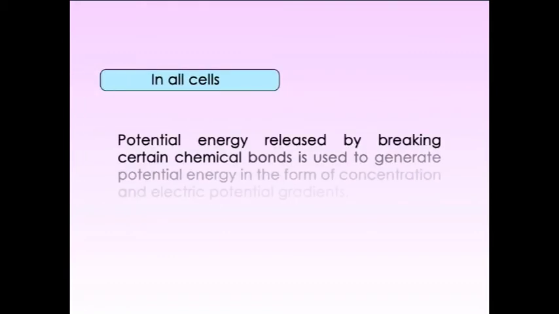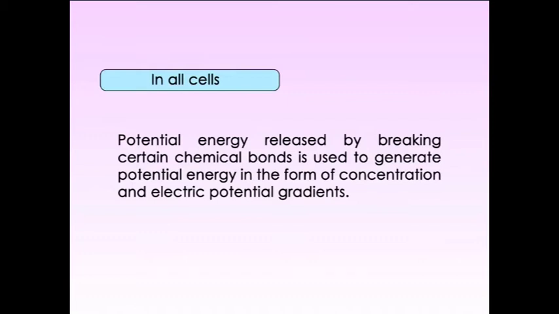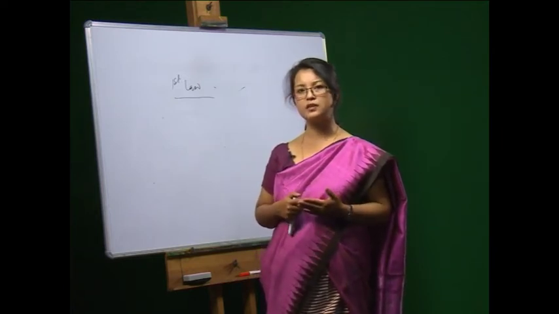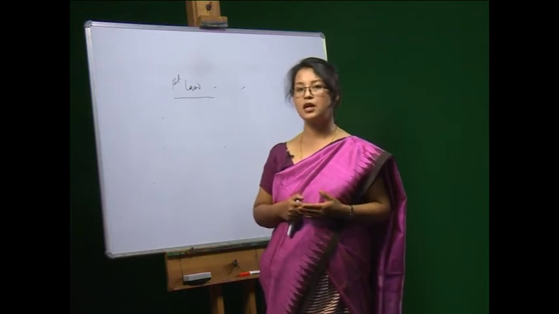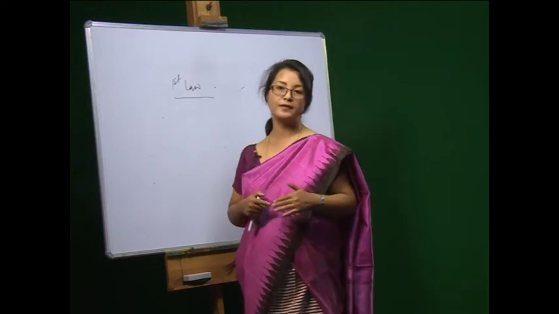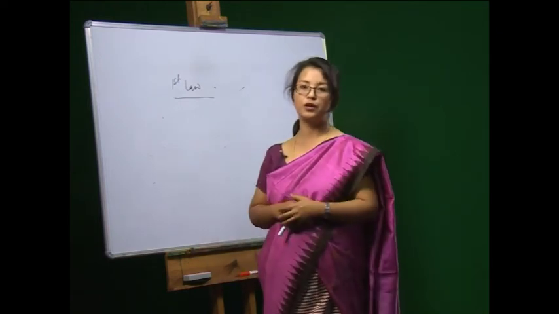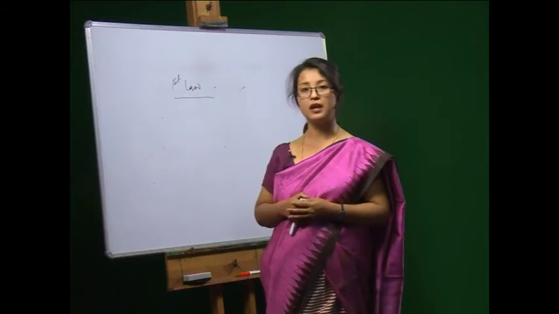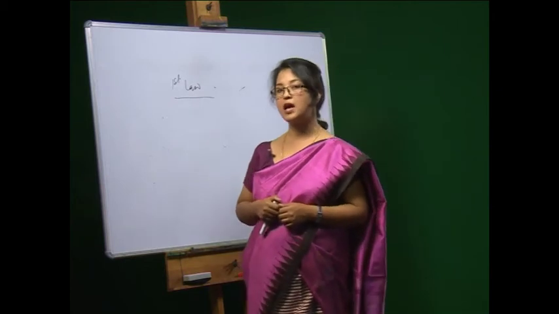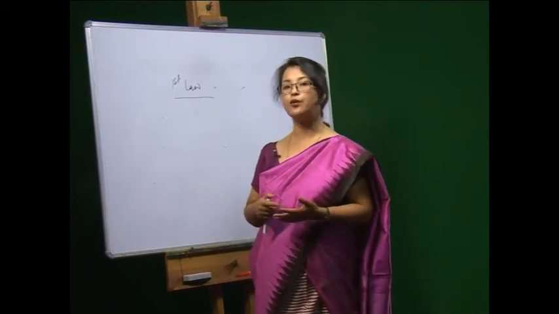In all cells, potential energy released by breaking certain chemical bonds is used to generate potential energy in the form of concentration and electric potential gradients. Similarly, energy stored in chemical concentration gradients or electric potential gradients is used to synthesize chemical bonds or to transport molecules from one side of the membrane to another to generate a concentration gradient. The latter process occurs during the transport of nutrients such as glucose into certain cells and transport of many waste products out of the cell.